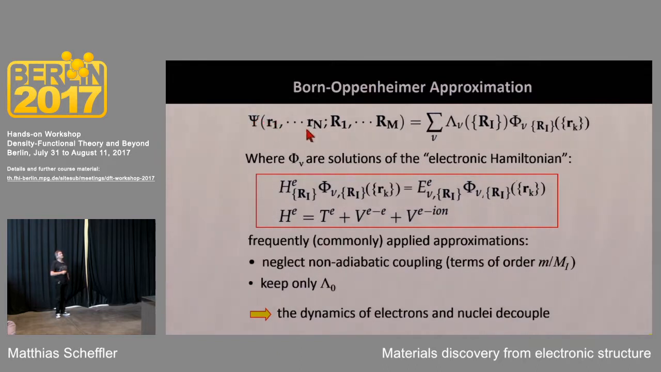We see that the wave function depends on electron coordinates and on nuclear coordinates. What we can do in general is write this down as a linear combination of wave functions which come from what we call the electronic Hamiltonian. HE is just the part of the Hamiltonian which has the electron coordinates in it. So we use the solutions of HE as a basis set, if you want, and we sum over all these functions with some coefficients, which depend on the nuclear coordinates only. This is still exact. This is not an approximation.